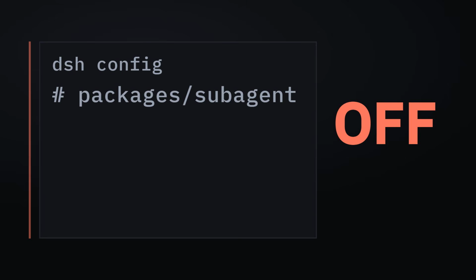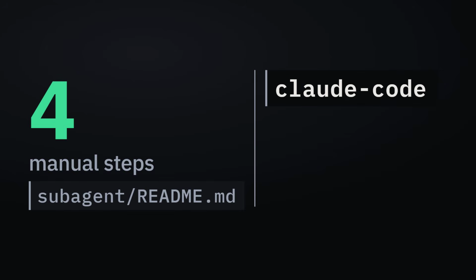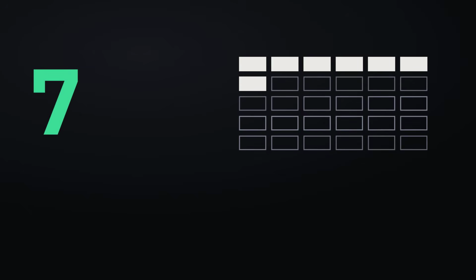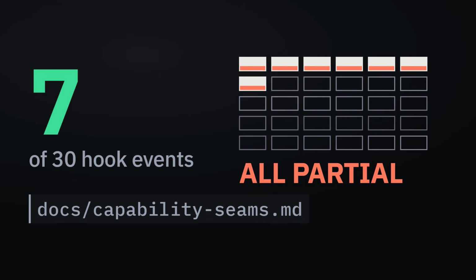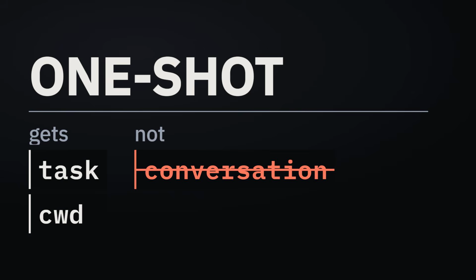It is switched off. Both providers ship with disabled, true. Turning it on takes 4 manual steps, and you bring your own authenticated binary. There is no free Claude Code in here. And the compatibility is thin. The hook bridge supports 7 of Claude Code's 30 hook events, and the repo marks all 7 partial. The children are one-shot and context isolated. The child gets a task and your working directory, not your conversation. So, real, shipped, and a great deal smaller than the headline.